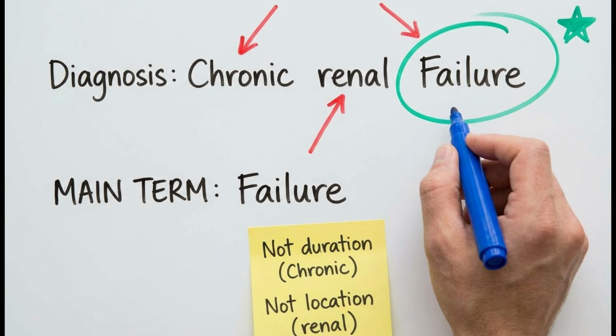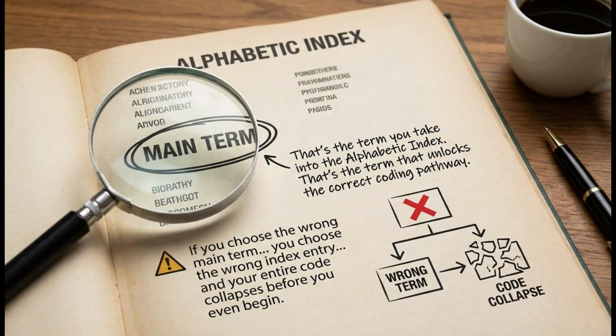The main term is not chronic. That just tells you duration. It's not renal. That simply tells you the location. The real main term, the one that leads you to the correct code, is failure. That's the term you take into the alphabetic index. That's the term that unlocks the correct coding pathway.